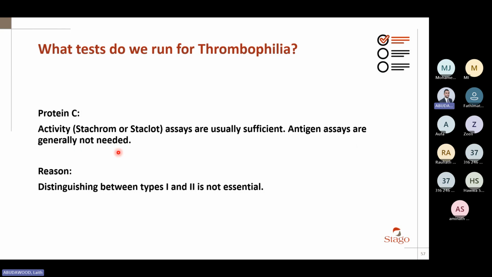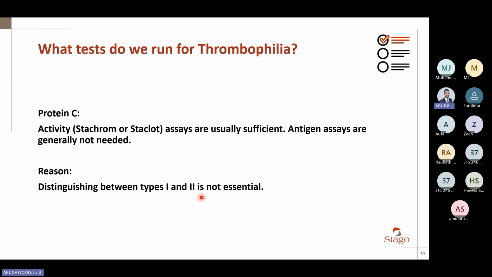And actually, for your information, we do not have an automated antigenic assay for protein C from Stago. What's the reason? Because for us to distinguish between type 1, which is a quantitative deficiency, and type 2, which is a functional or qualitative deficiency, is not essential. Why? Because people who have type 2 protein C deficiency, which is qualitative, are treated in the same way that we treat type 1, which is quantitative deficiency, patients.